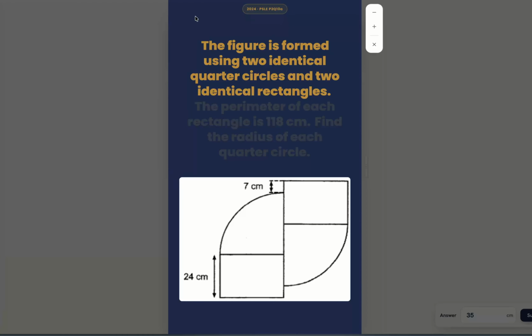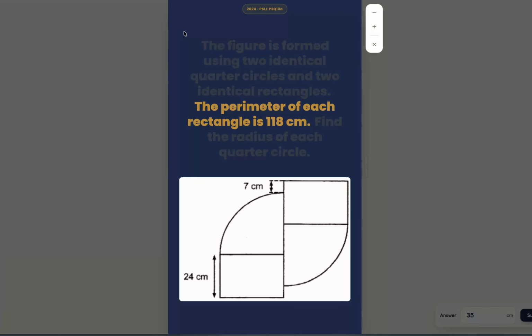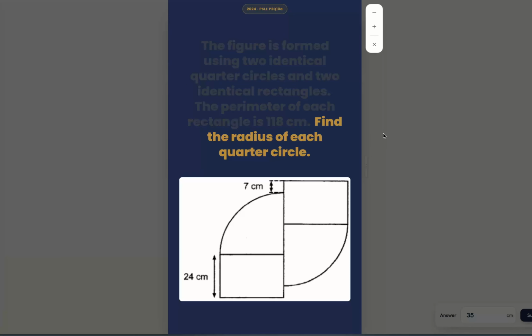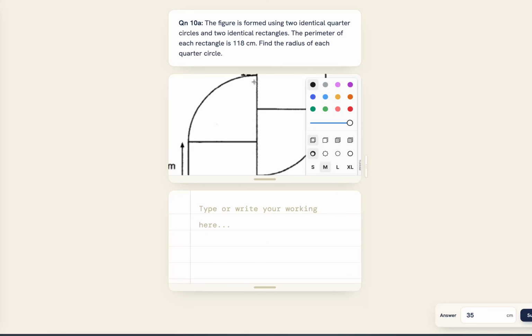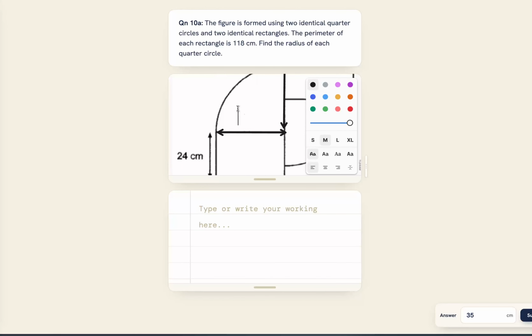Question 10, part A. The figure is formed using two identical quarter circles and two identical rectangles. The perimeter of each rectangle is 118 centimeters. Find the radius of each quarter circle. For the quarter circle, if you look at this, this is the radius of the quarter circle, and this is also the radius of the quarter circle. So this is the radius, which also means this is the length of the rectangle. So the radius of the quarter circle is the same as the length of the rectangle.